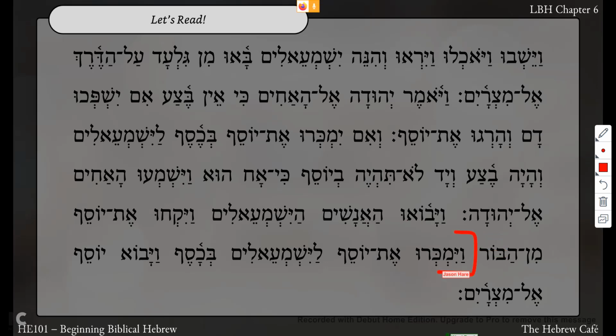Okay, so we are here. Vayimkeru et Yosef la Yishmaelim bechasef. Chasef is kesef. We're going to have to get to the idea of causal forms pretty soon. How about we take a minute to go over what that means?